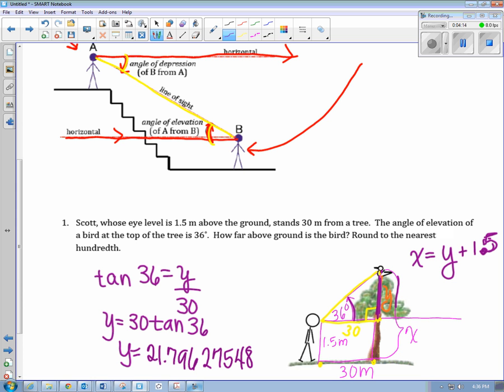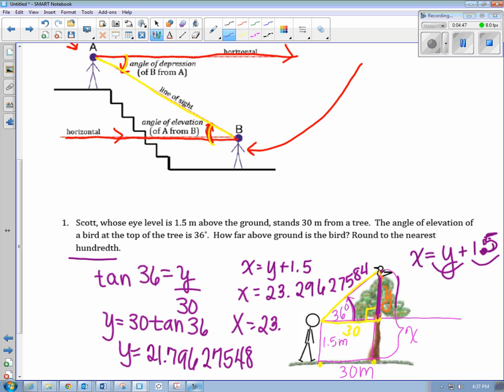When they're asking me for the actual height of the bird above the ground, remember I have to go back in here now and take my y value and add 1.5 to it. So my x value is going to be the y plus the 1.5, which will give me 23.29627584. This question is asking me to round to the nearest hundredth, so my final answer in this case is 23.30 to the nearest hundredth. So this has a little bit more intuition.